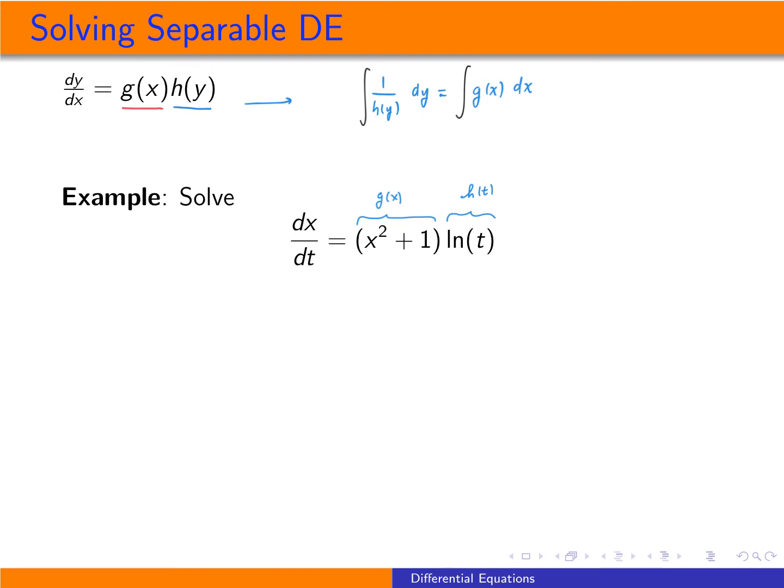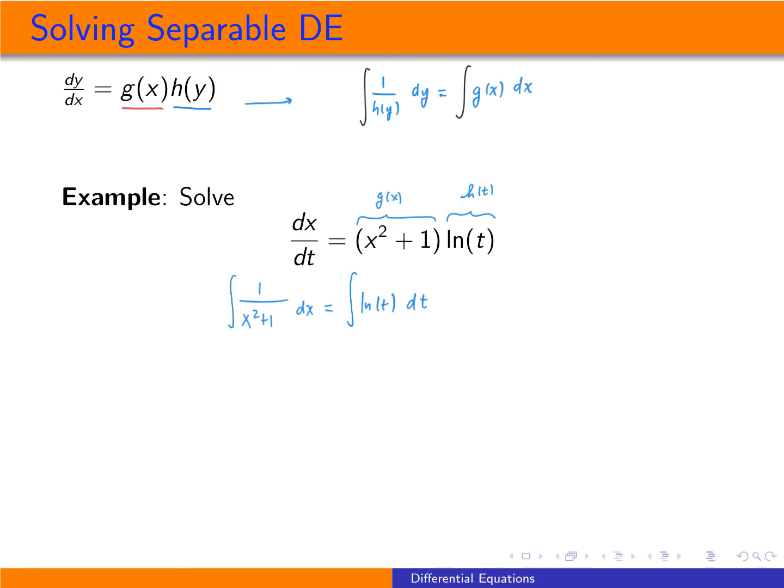Because of having the dx dt on the left, we'll want to leave the dx and group t's on the right. So I'm going to divide both sides by x squared plus 1. And then multiply both sides by dt. And now that we've separated, we need to antidifferentiate.